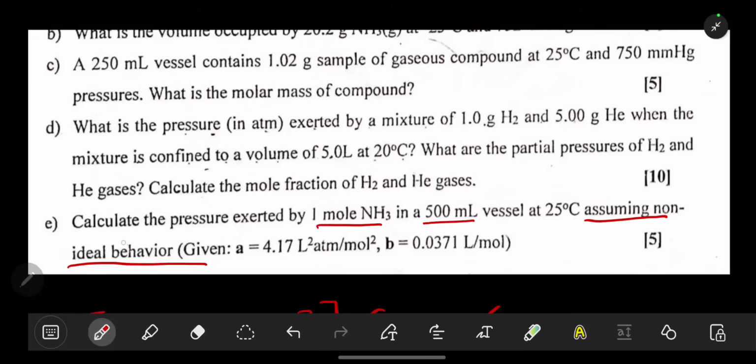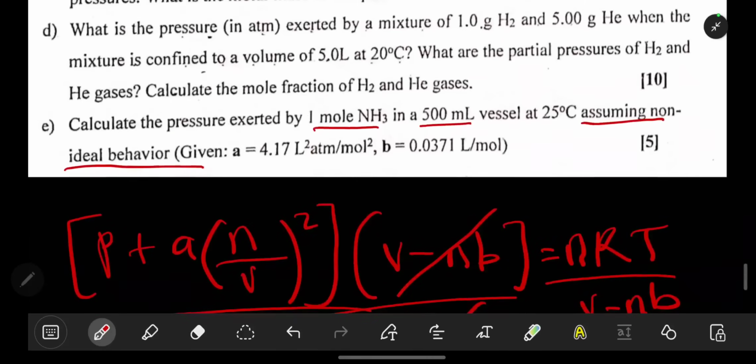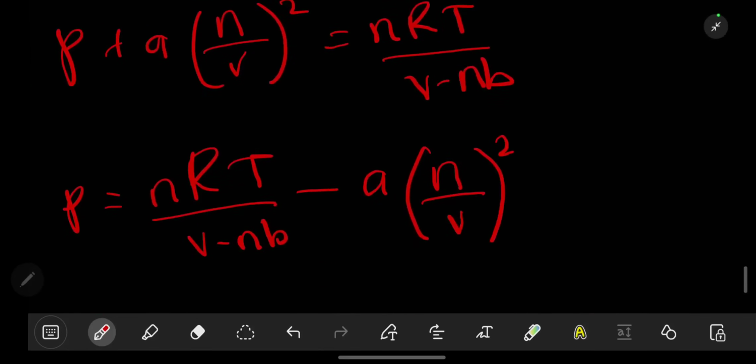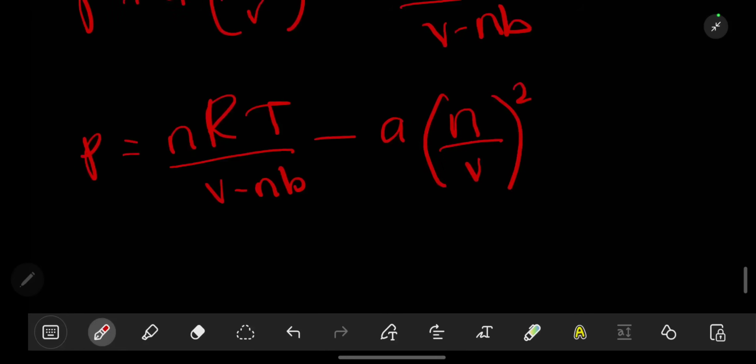So let's solve. We have to calculate the pressure exerted by 1 mole of this in a 500 milliliter vessel at this temperature, assuming non-ideal behavior, meaning we are looking at the real gas equation. So this is the equation we are going to use.